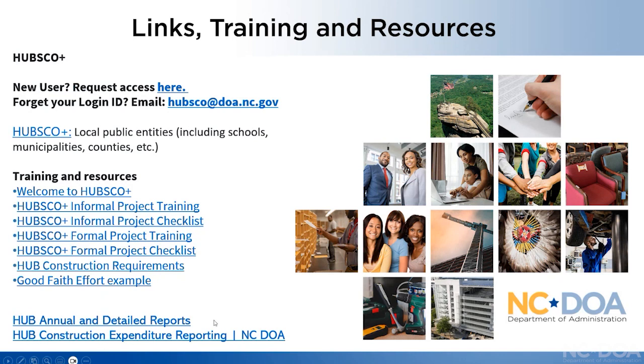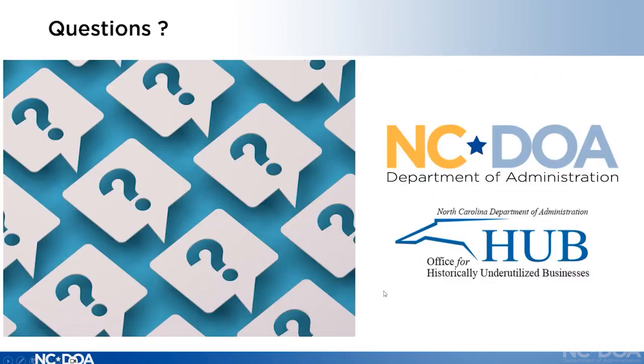And then we also have our HUB annual and detailed reports and our HUB construction expenditure reporting on our website. And you can see going back as far as we have data electronically, which I think is the year 2000. You can see how your organization has done. And if you don't show up on that report, it means you don't have an account and that you need to get one so that you can do reporting. Let's see.